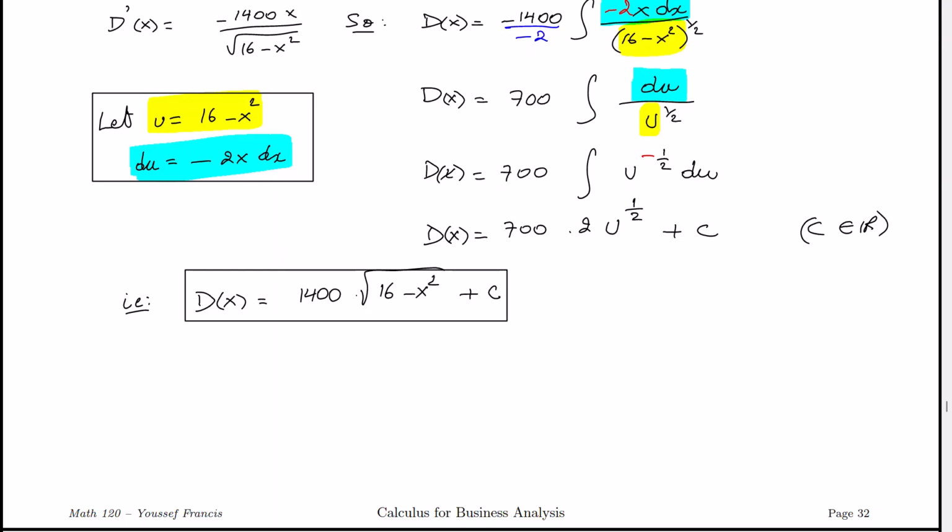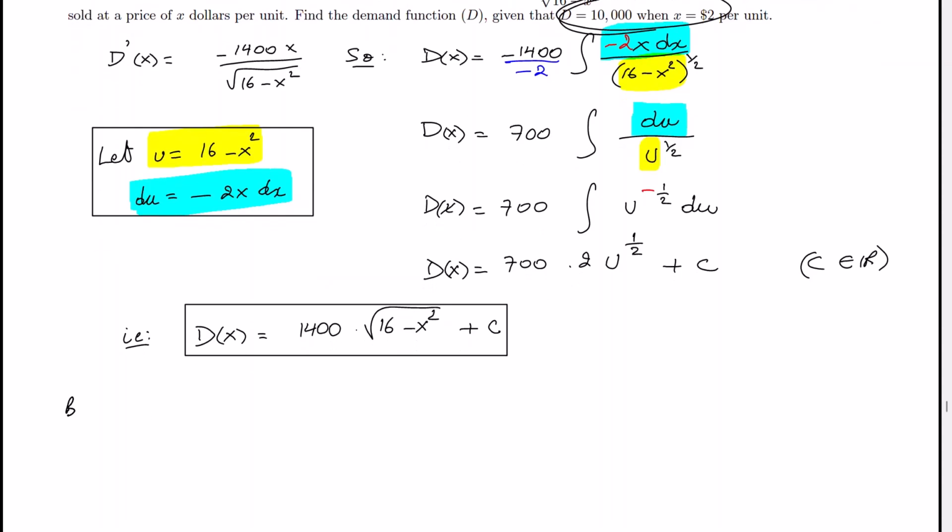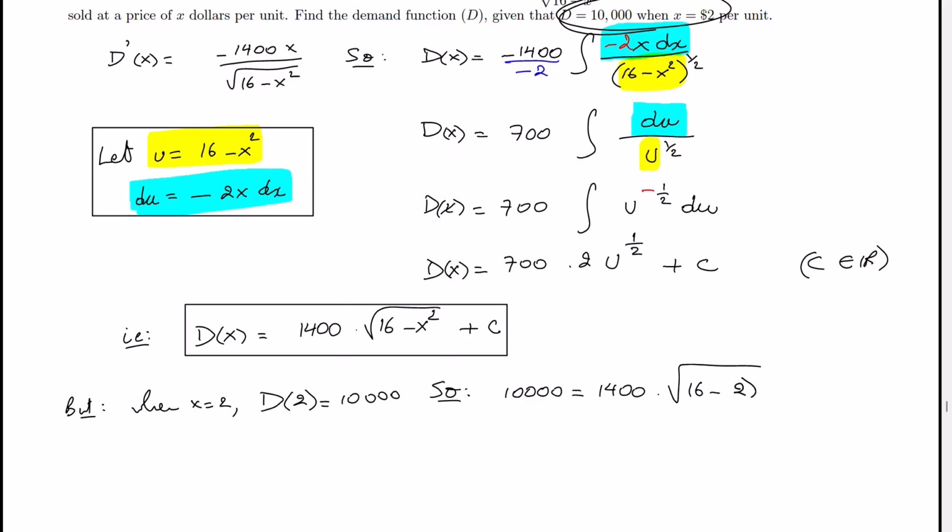This is the antiderivative, but we're not completely done with the problem because they told us when x is equal to 2, d is equal to 10,000. So this is supposed to help us find out what the c is. And it may be a decimal, so let's find out. When x is equal to 2, the demand at 2 is 10,000. So that means we can write 10,000 equals 1400 times the square root of 16 minus 2 squared plus c.